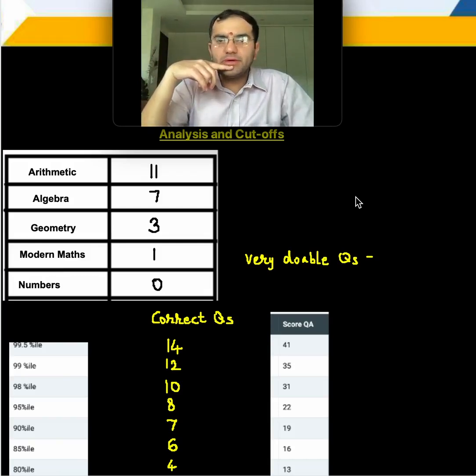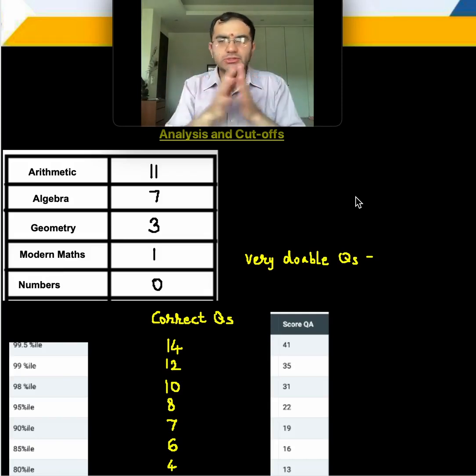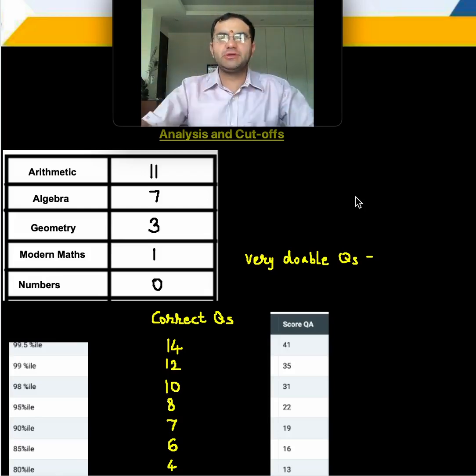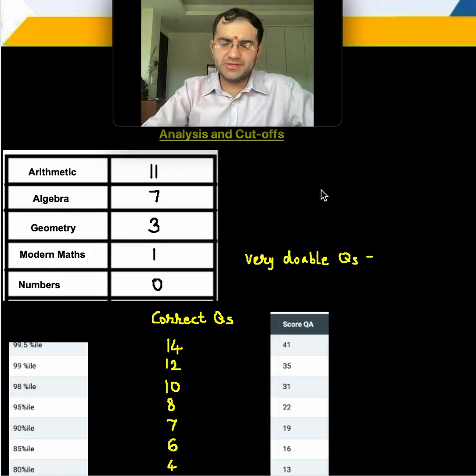But what I observed for this particular paper was that isolated topics पे question नहीं आ रहा था. The questions were a mixture of topics, like geometry mixed with quadratics, like inequalities mixed with quadratics, right? So arithmetic and algebra का mixture पे questions आ रहे थे, and that made the paper a little tough.